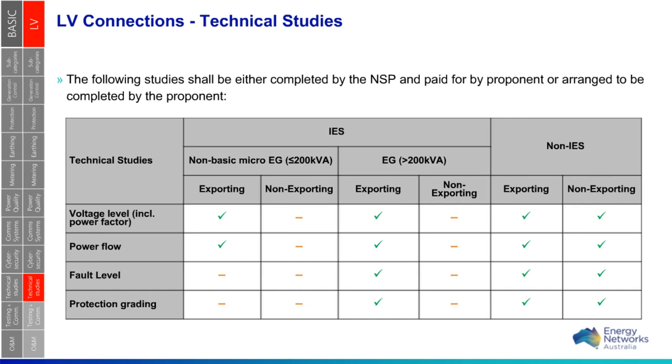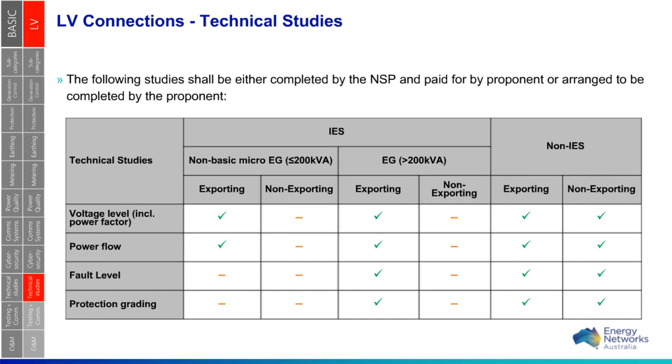That should be completed either by the DNSP, paid for by the proponent, or arranged to be completed by the proponent. It will include voltage level, including power factor, power flow, fault level studies, and protection grading studies. As you can see in the table there, I haven't provided a legend, I should have, but the ticks indicate that the test should be required for that particular category.